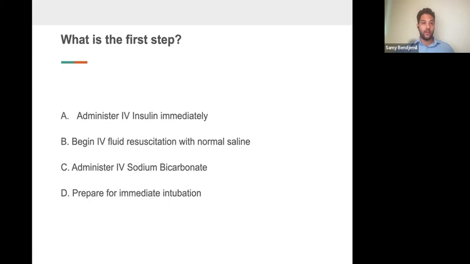So what is the first step? At this point, we'll launch a poll to see your responses, and then we'll see how everyone responded. What would your initial management priority be for this patient? A, administer IV insulin, B, begin IV fluid resuscitation with normal saline, C, administer IV sodium bicarbonate, or D, prepare for immediate intubation?